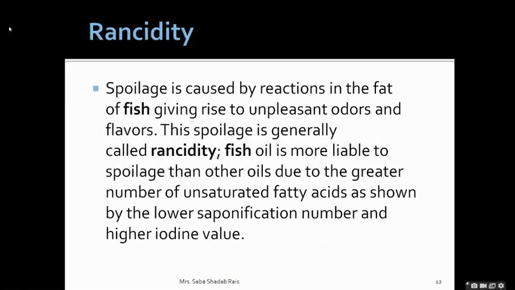In the next lecture we will discuss the tests. What tests can we do to check whether the fish has proper freshness or not? So with this note, for today we will stop.